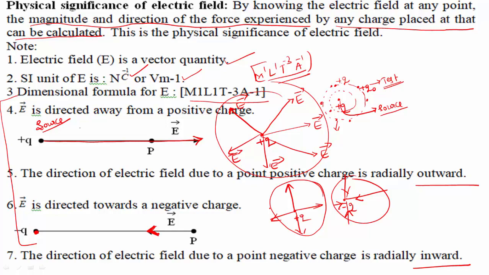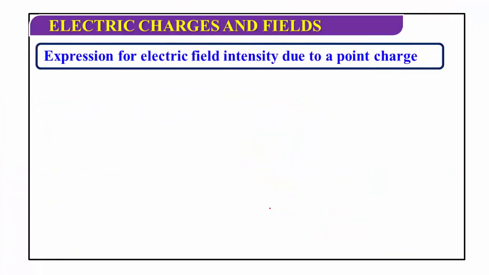With this basic concept, now we will move to the next concept, the expression for electric field intensity due to a point charge. Now I consider plus Q as a point charge. It produces the electric field. Due to the positive charge, E is always outwards, moving away from the positive charge. E is the electric field or electric field strength.